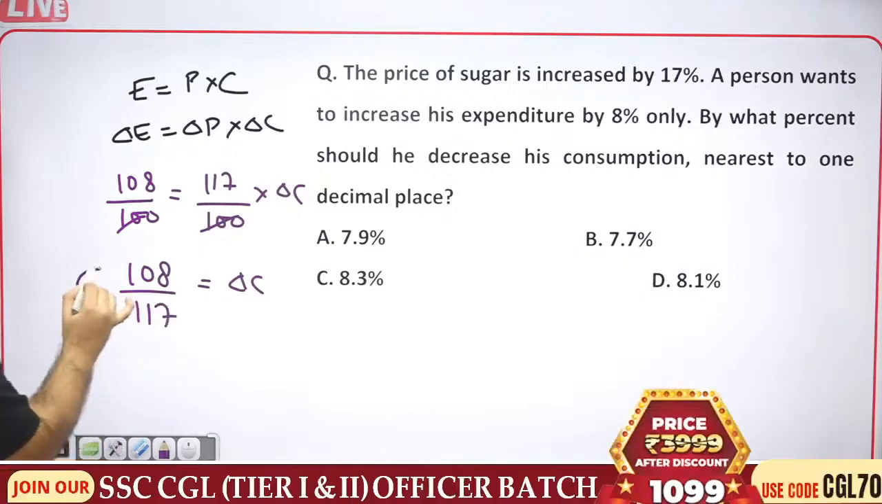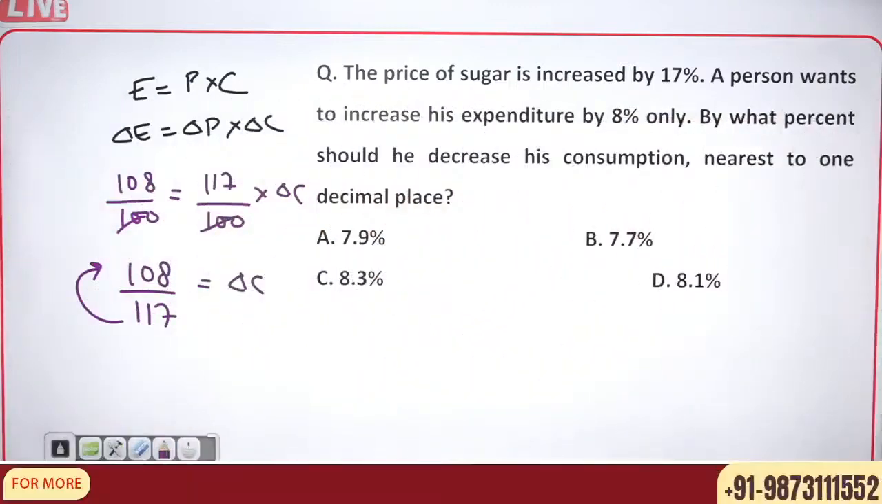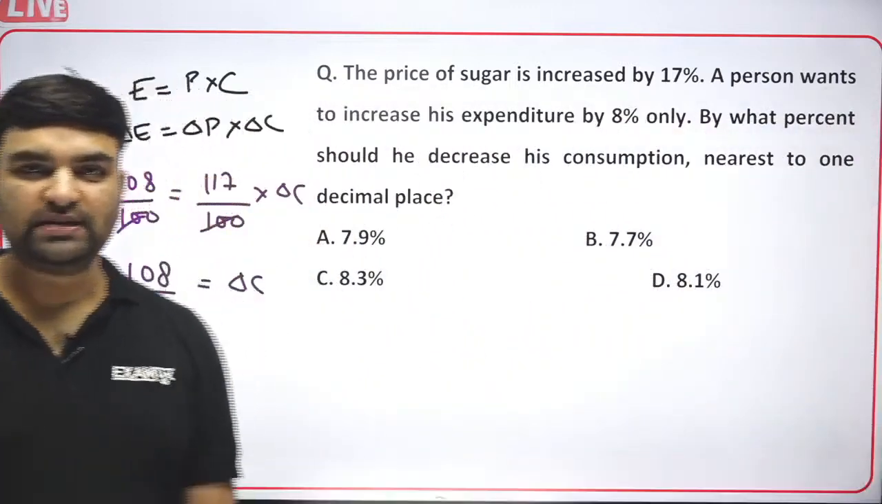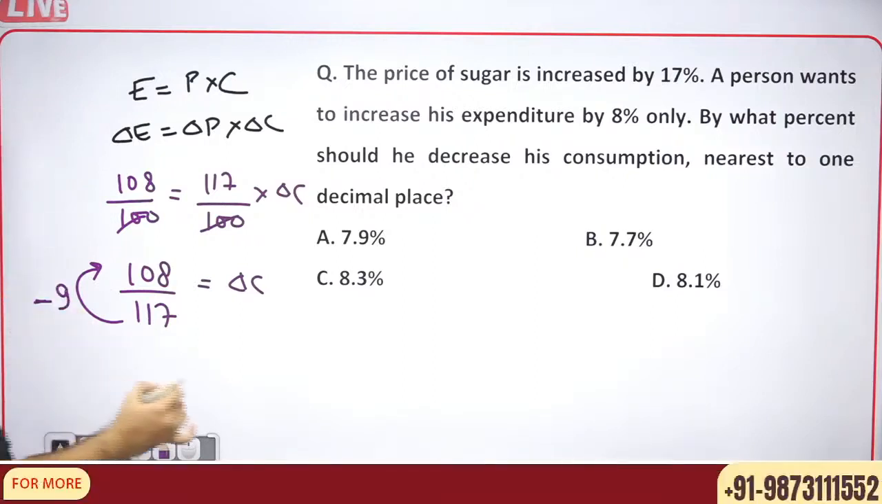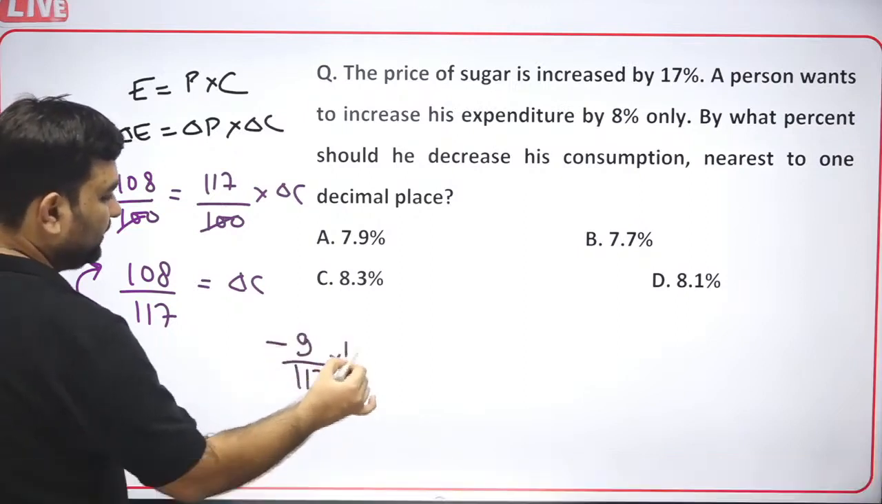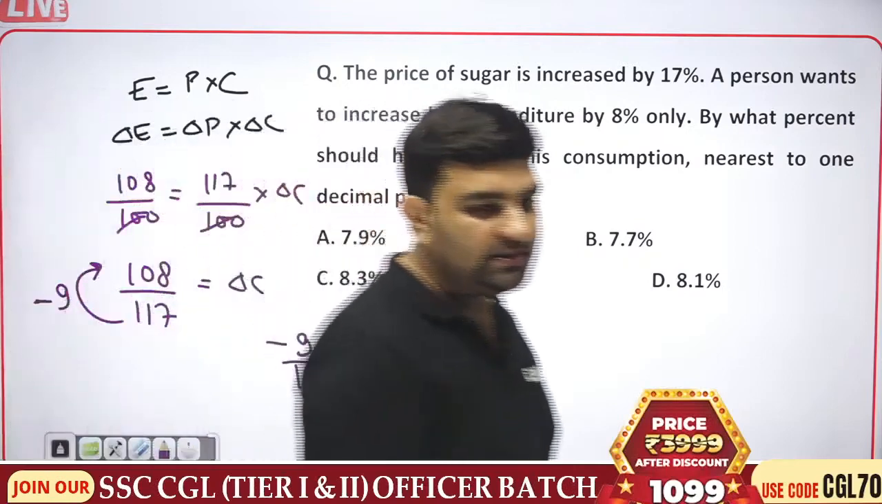Consumption is changing from 117 to 108. So there is a decrement of 9. Decrement of 9 over 117 into 100.